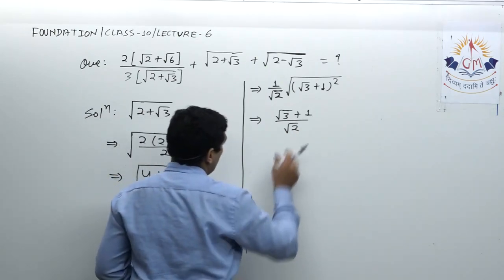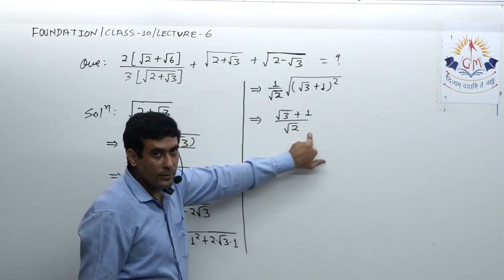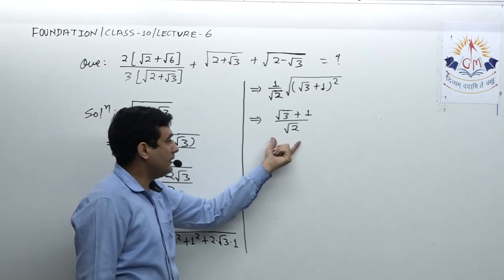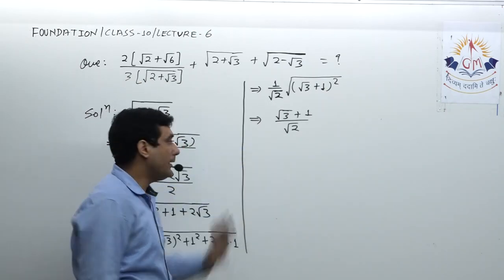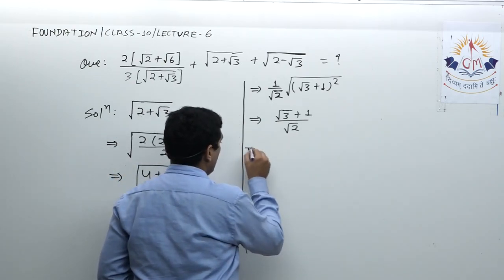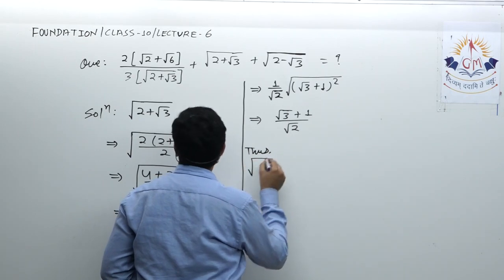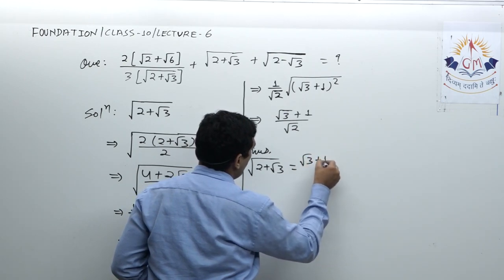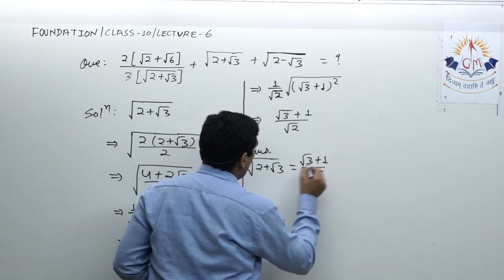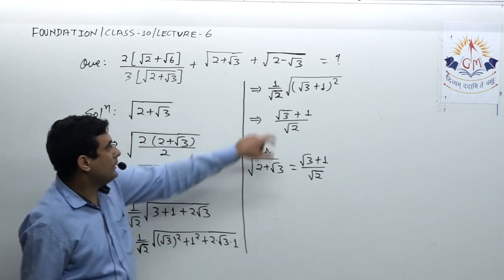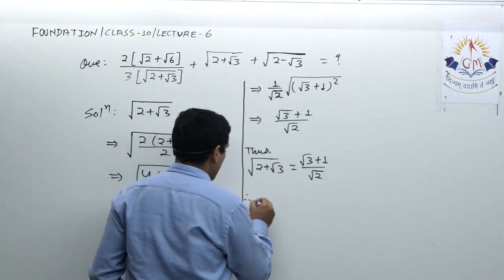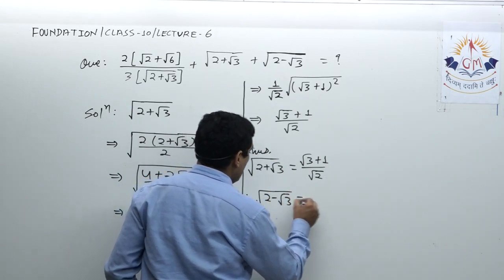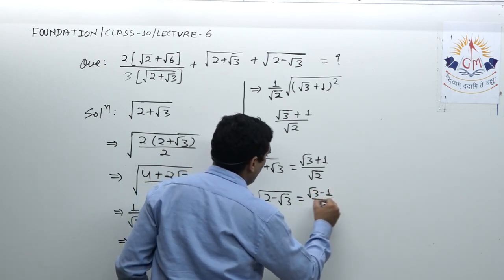Okay, now here definitely I should rationalize this, but I won't rationalize because it is quite possible I'll get a number by which this root 2 can be cancelled. So here I am keeping this as it is. So here I will write the square root of 2 plus root 3 is equal to root 3 plus 1 upon root 2. Okay, as I got the square root of 2 plus root 3, therefore square root of 2 minus root 3 will be equal to root 3 minus 1 by 2.